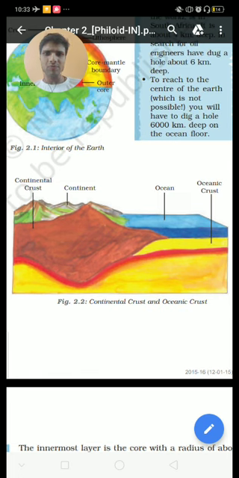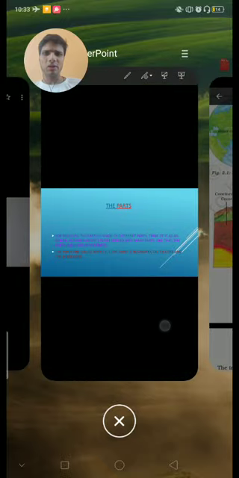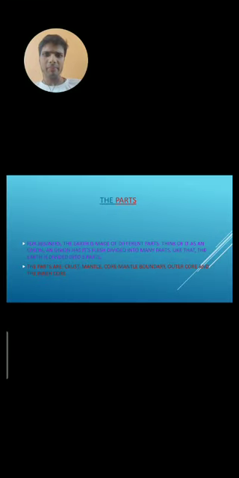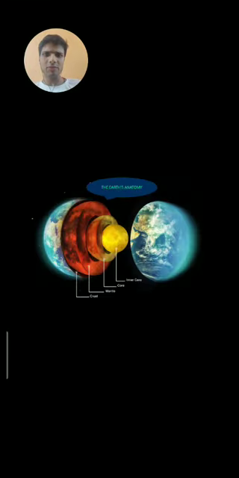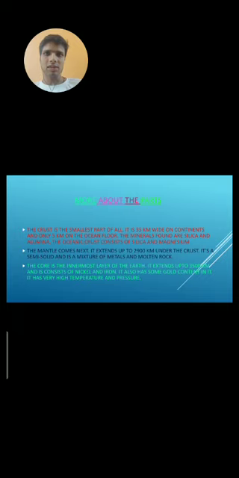Now coming to the minerals. Normally the minerals found on the continental crust are silica and aluminium. The first letters of silica, Si, and aluminium, Al, together we call in shortcut as Sial. The minerals found in the continental crust are Sial.